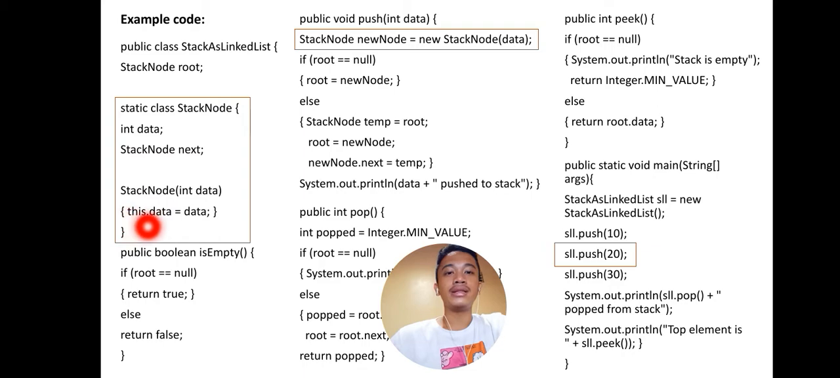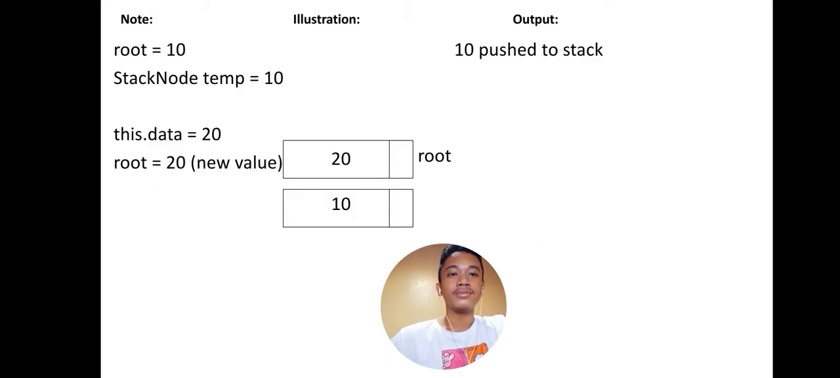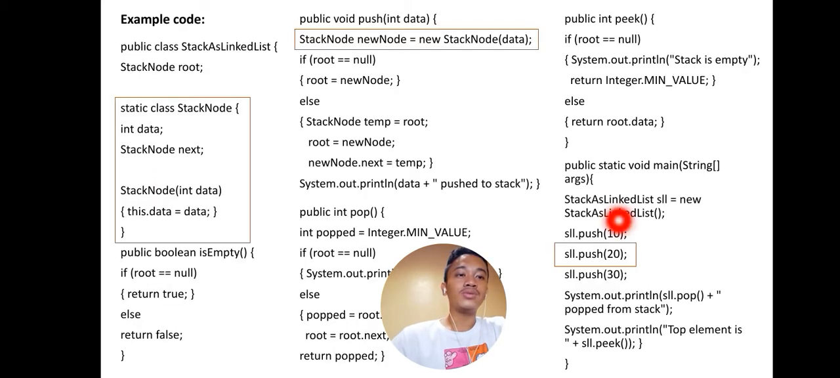And this dot data is equal to data. So note, our root before is equal to 10 and stack node temp is equal to 10 and this dot data is equal to 20 and root is equal to 20, which is our new value. Why? Because once again, the parameter value here is 20. So we need to pass that value to the method, and 20 will also be passed to our constructor.